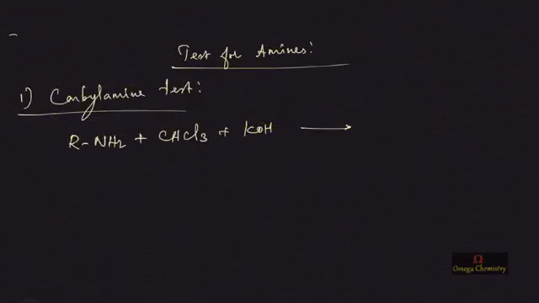Now let us look at the tests for amines. The first one is the carbylamine test, right? When an alkaline solution of chloroform is added to a primary amine, we will get a characteristic compound, carbylamine, which is nothing but alkyl isocyanide. This compound will have an offensive smell. From that characteristic smell, we can identify that the taken compound must be a primary amine.